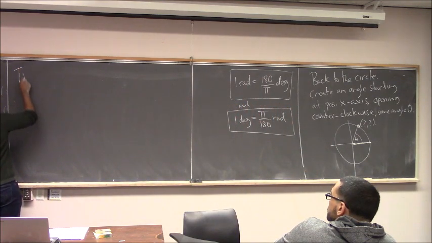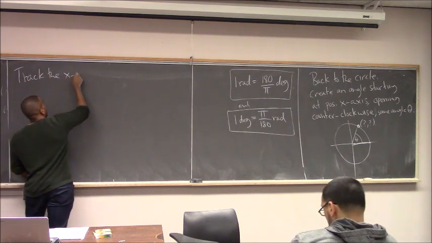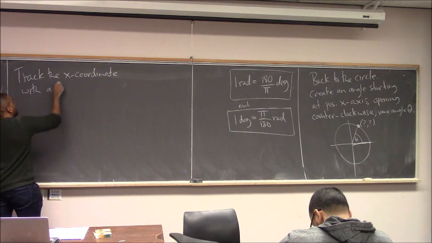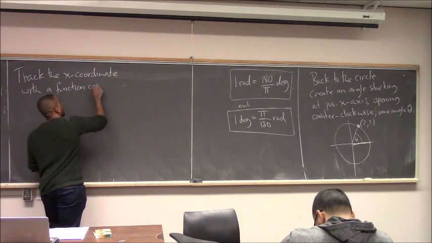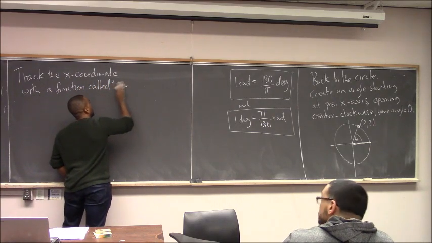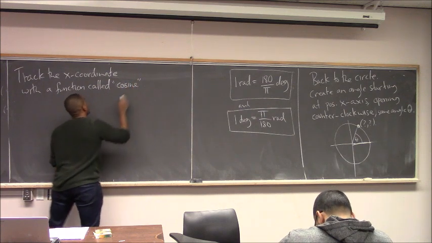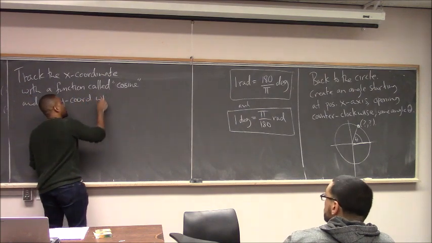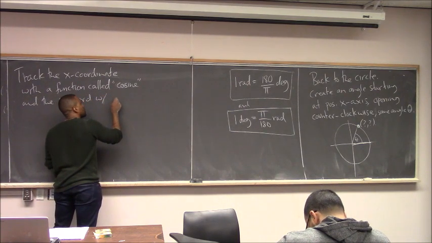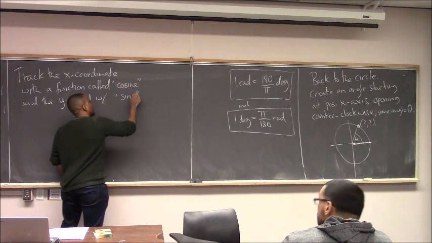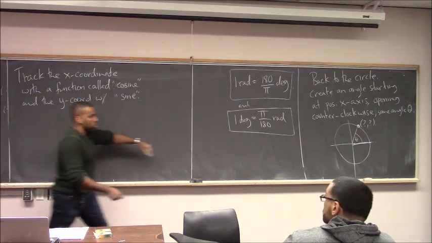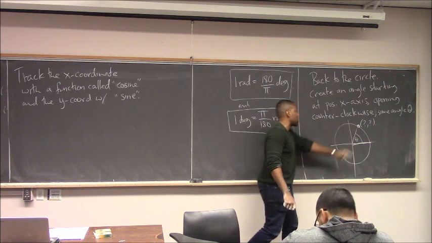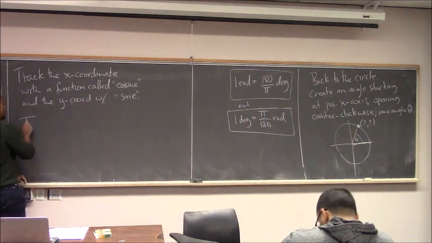So track the x coordinate with a function called cosine, and the y coordinate with another function called sine. The output of these functions will depend on how wide I open this angle. Once you tell me how far I open the angle, then I can figure out the coordinates. So these are functions of theta.